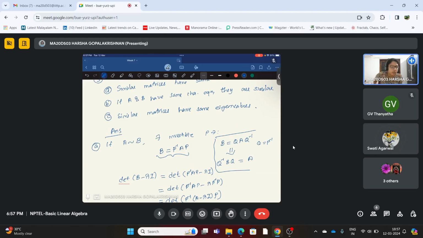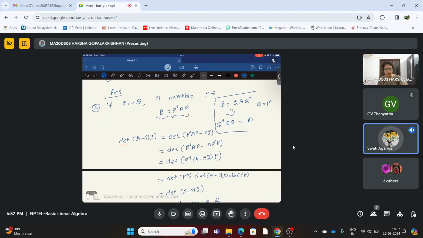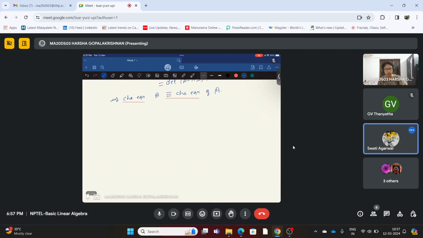Can anyone think about a counter example? Consider just 2 by 2 matrices. It is not so difficult. If the constant changes, then only the diagonal element has the minus lambda. If the other diagonal has some other numbers, but for the characteristic equation to be the same, even the constant has to be the same, right?